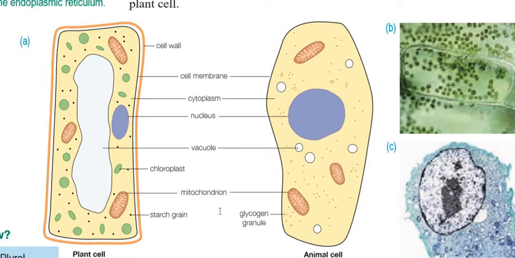So those are the parts. Now we can see that the cell wall, the chloroplast and starch grains are not a part of the animal cell. Only the plant cell has cell wall, chloroplast, and starch grains. Whereas the animal cell only has glycogen granule. So glycogen granule cannot be found in a plant cell, only in an animal cell.